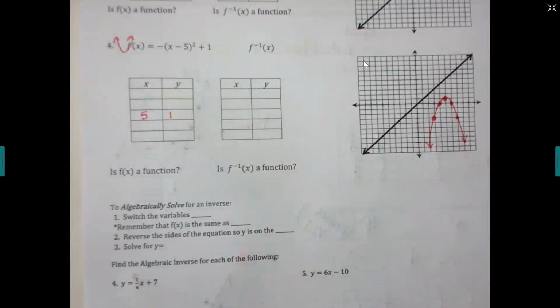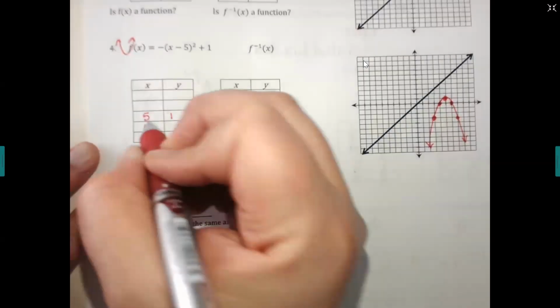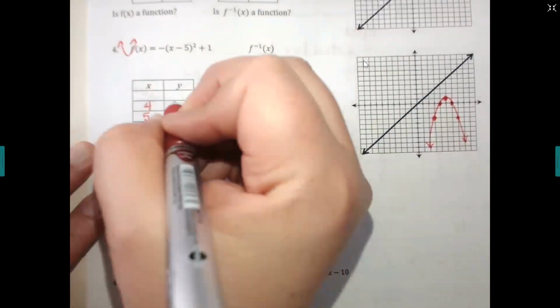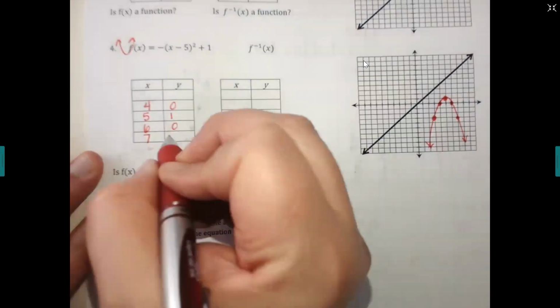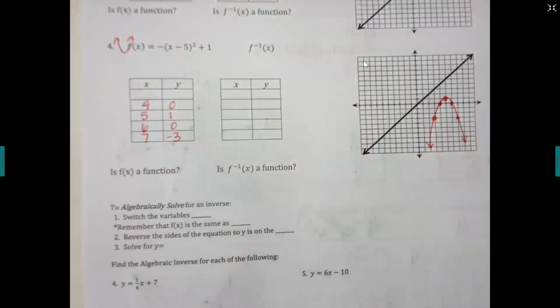Once I have my U, I'm gonna look for the other 4 points that I haven't gridded out yet. Okay, so here's 5, 1. What will this point be right next to it? 6, 0. And on the other side, it would have been 4, 0. Okay, because these are my x-intercepts. It crosses at 4 and it crosses at 6. Okay, 2 more points. This would be 7, negative 3. And then this point would be 1, 2, 3, 1, 2, 3. So 3, negative 3.